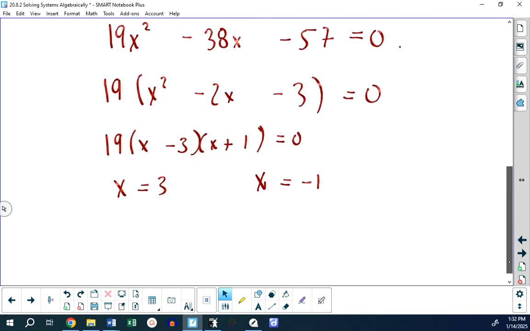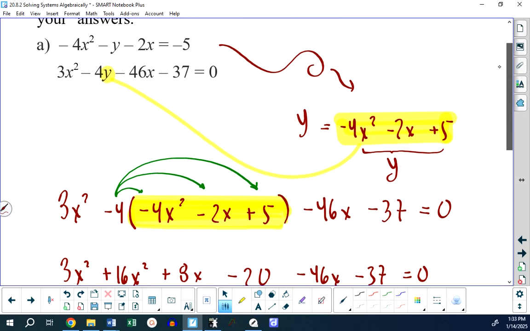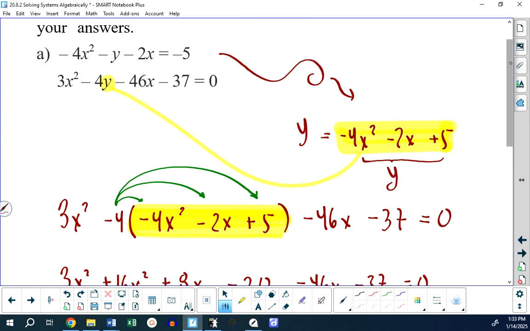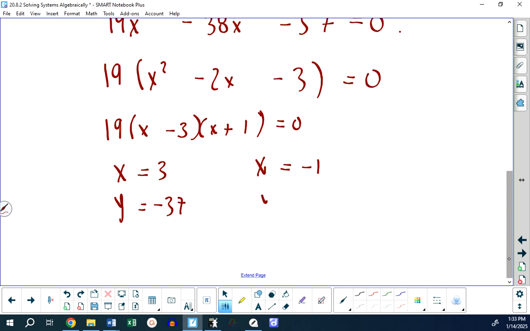Okay. Don't try to read any mysticism into the fact that negative 37 was part of one of the equations. That's just a matter of circumstance. That's a fluke, coincidence. And then we need to put negative 1 into this equation. And I'll give you a second to confirm or deny it, and get positive 3. Okay, so those are the two solutions.